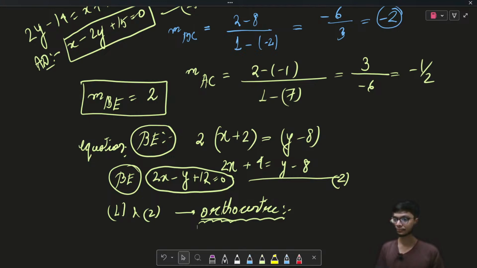Okay, tell me the orthocenter you are getting. Please solve these two equations of the line in order to get to the orthocenter, okay?